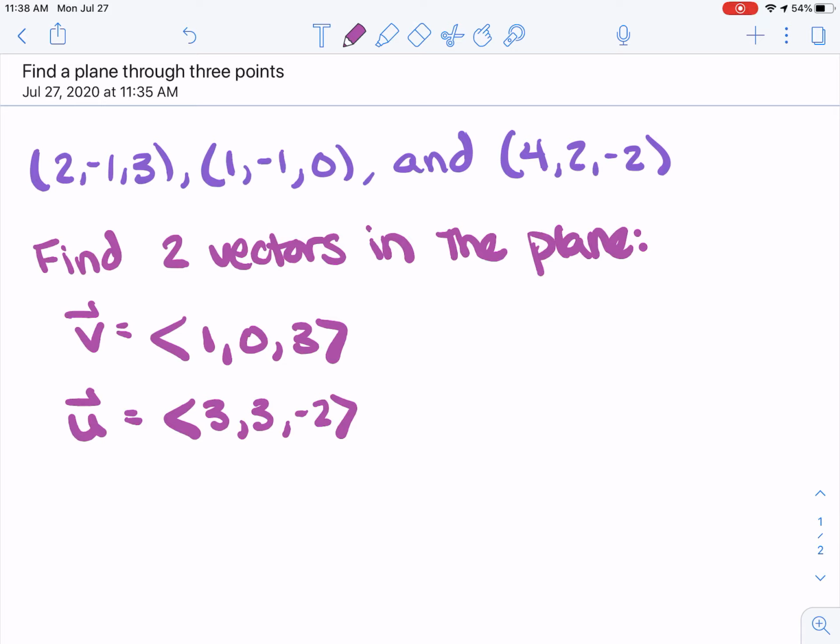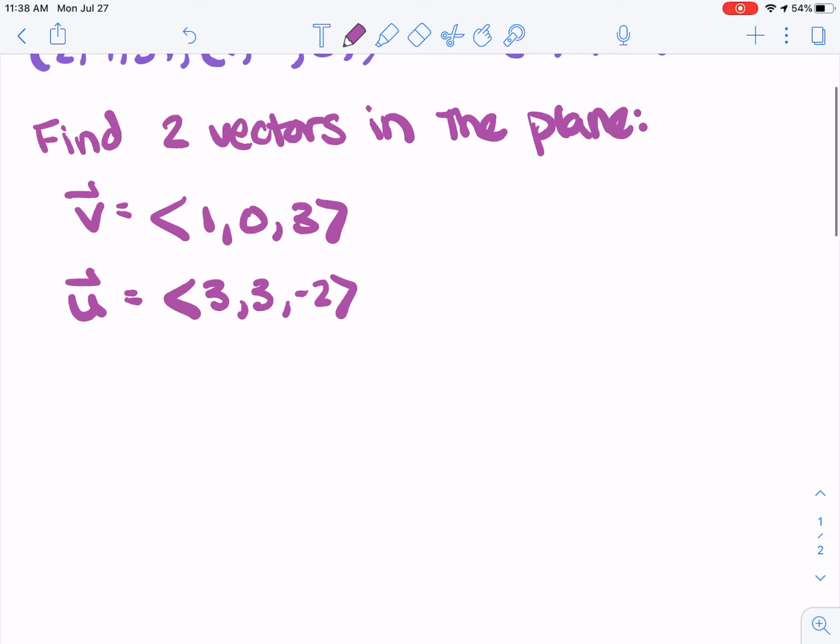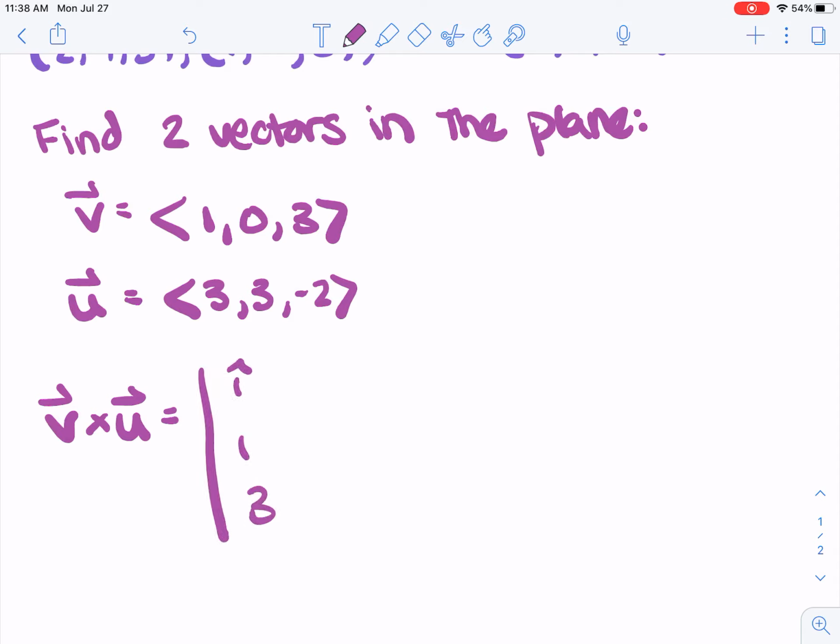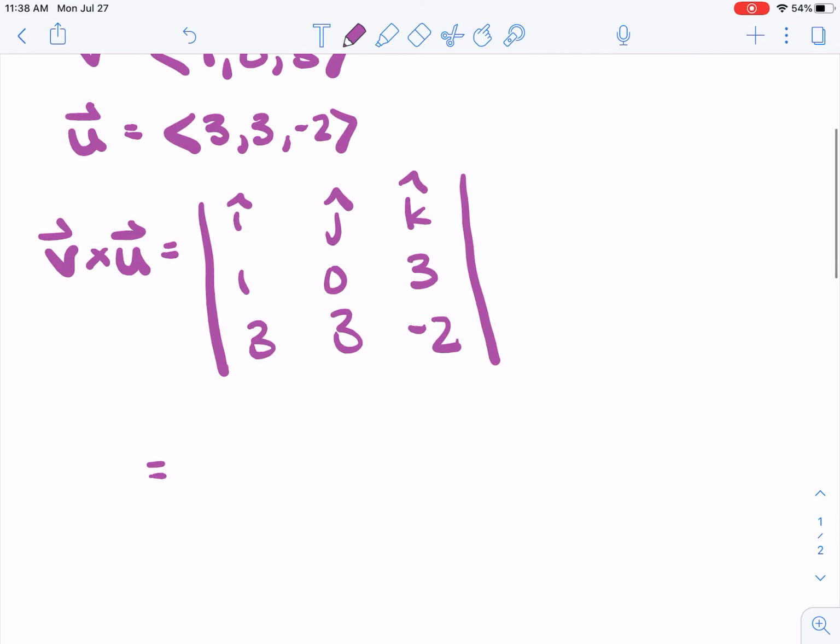I want a vector that's perpendicular to the plane. So I have 2 vectors. In order to get a vector that's perpendicular to both of them, I do a cross product. So the cross product, remember, is perpendicular to both of the factors in the product. So I'll take a cross product, i, 1, 3, j, 0, 3, k, 3, minus 2. I'm looking for the determinant of this 3 by 3 matrix.